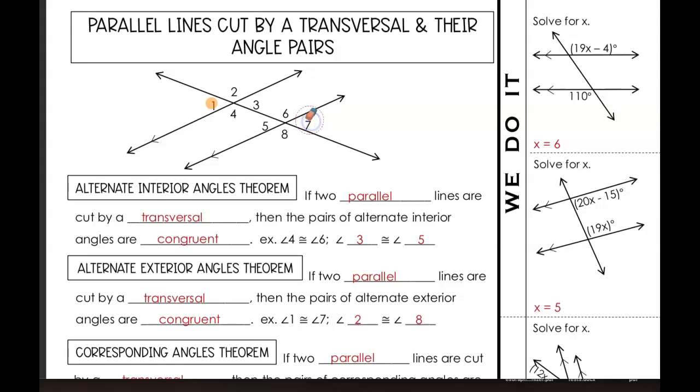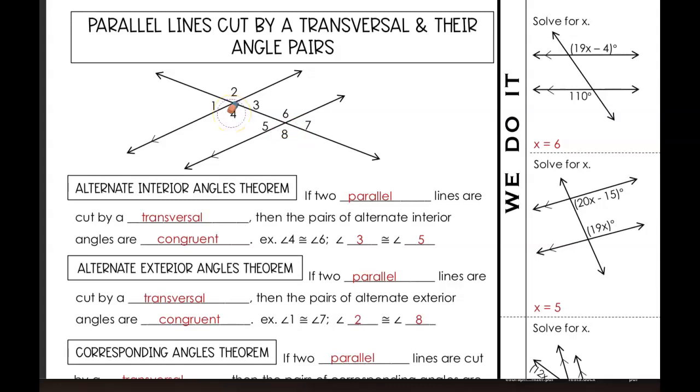Then it talks about corresponding. Corresponding angles are the ones that are in the matching corners. They are also congruent. So if I told you that the measure of angle 4 is 140, what's its corresponding angle? 8, and it would also measure 140. Okay, if they're congruent, that means they equal the same.